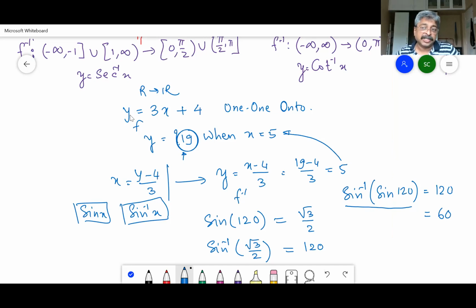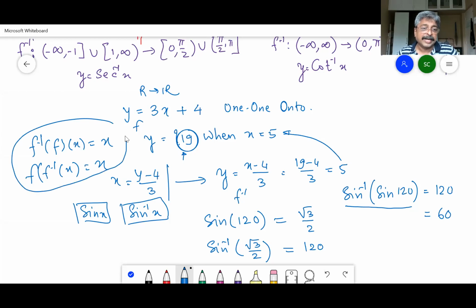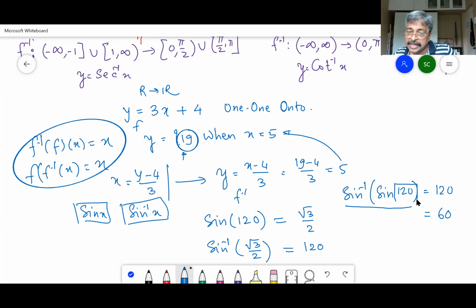In case of an algebraic function which is naturally one-one onto, we need not worry. We can directly write f inverse of f of x is equal to x, and f of f inverse of x is equal to x. We can directly write this, provided the function f is naturally one-one onto and there are no domain considerations, no codomain considerations, etc. But this is dangerous. This is the price that we are paying. If I take sine inverse of sine 120, I get 60 and not 120.